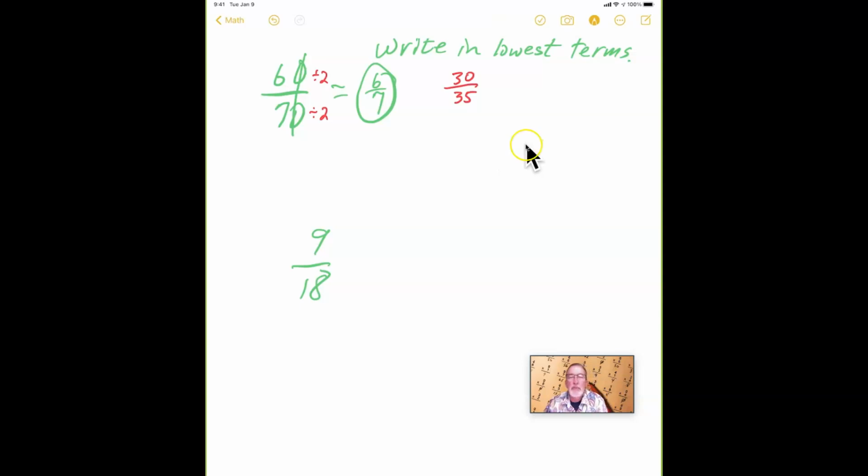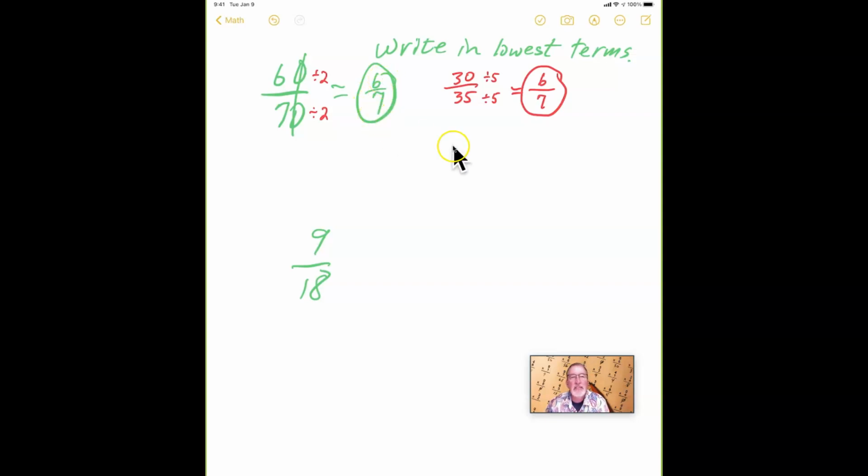Now, do you remember your divisibility rules for 5? If you do, you're in luck because 5 will go into numbers that end in 5 and 0. It'll go in evenly. So 30 divided by 5 is 6. 35 divided by 5 is 7. So if we go as far as we can, we will end up at the same destination, which is 6/7.